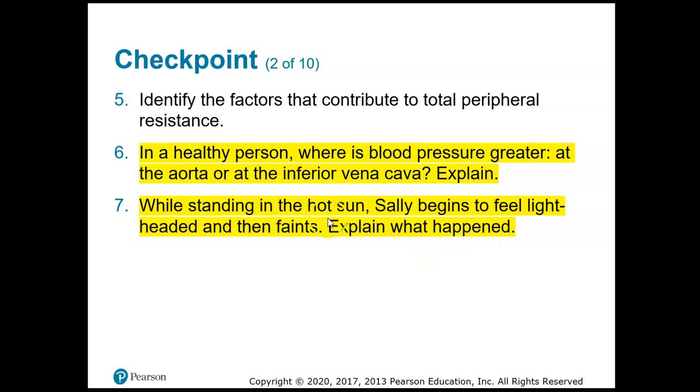The other thing is she's standing in the hot sun. Okay, so standing in the hot sun, she gets dehydrated, and that lowers her blood volume, because part of the volume of blood is in the plasma, that water, that 92% water. So lower blood volume also means lower blood pressure. And so in both of those ways, her blood pressure is going to drop, and that's going to cause her to feel lightheaded and possibly faint.